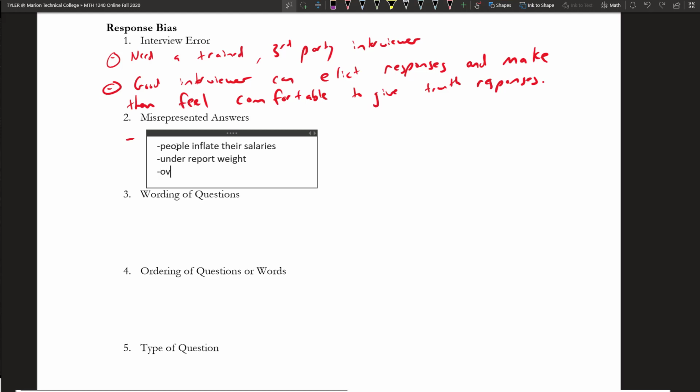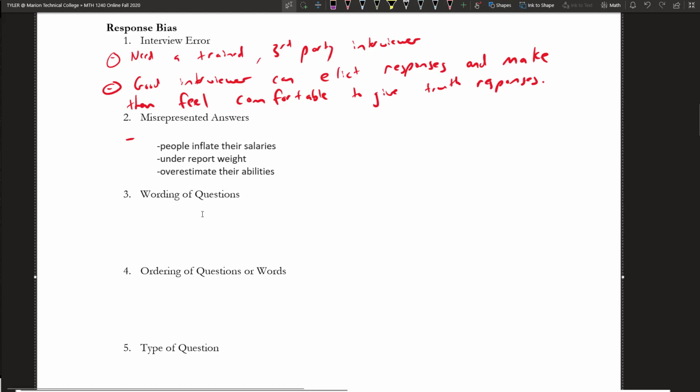And also, some people will overestimate their abilities. If I asked you how many push-ups you can do in a minute, or how fast you can run a mile, those are things people like to brag about. They have pressures to answer things a certain way, but they might not be truthful, right? And that causes bias. It's misrepresented answers.